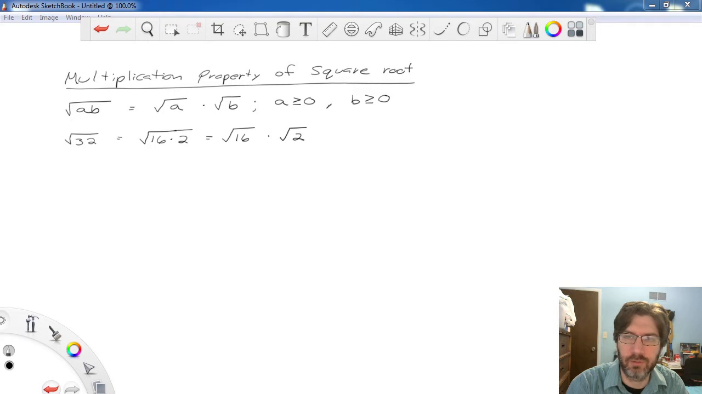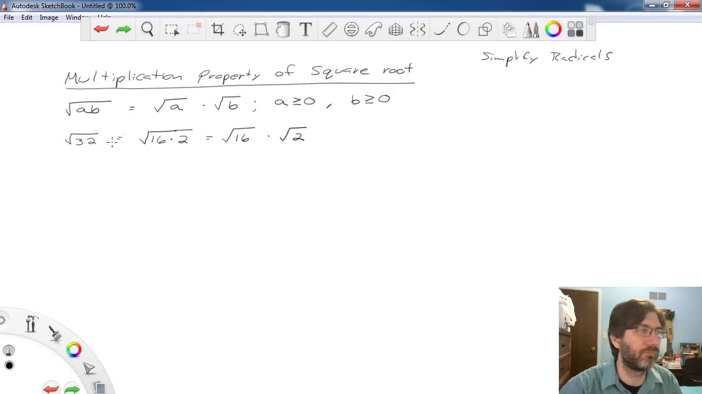But let's look at our property. Our goal today is to simplify radicals, or simplify square root expressions. So I want to simplify things like this. I want to make that easier to solve, make it look nicer, clean it up, reduce it to lowest terms, so to speak, as square roots of things. And to do that, we're going to use our multiplication property of square roots.